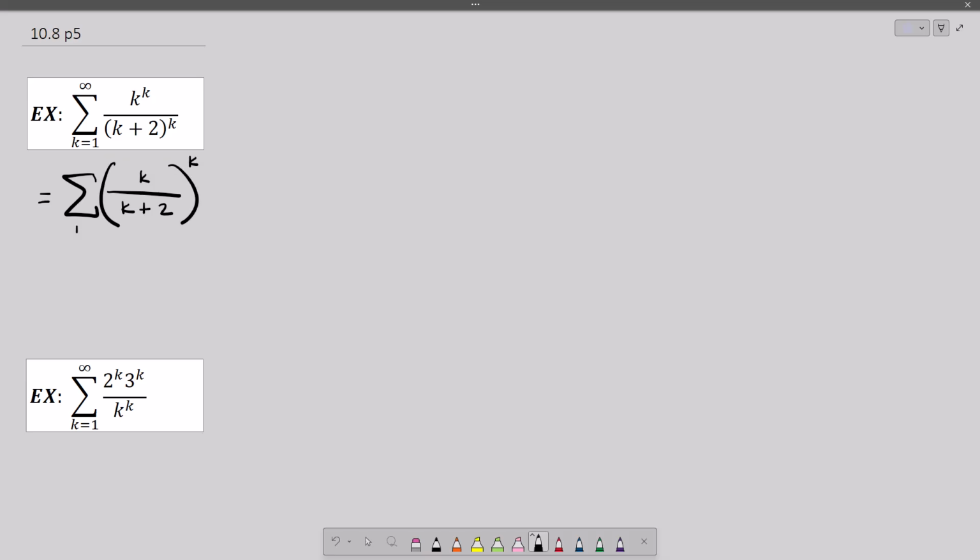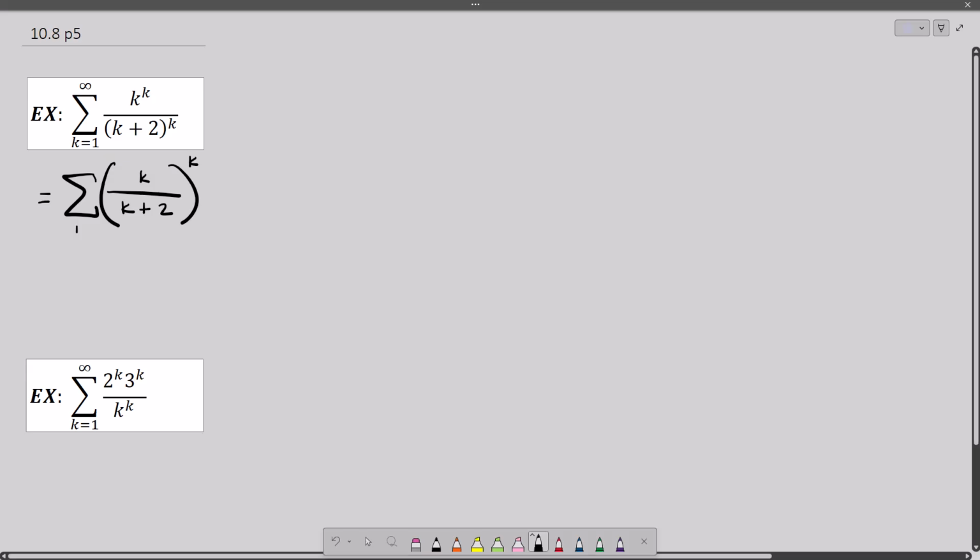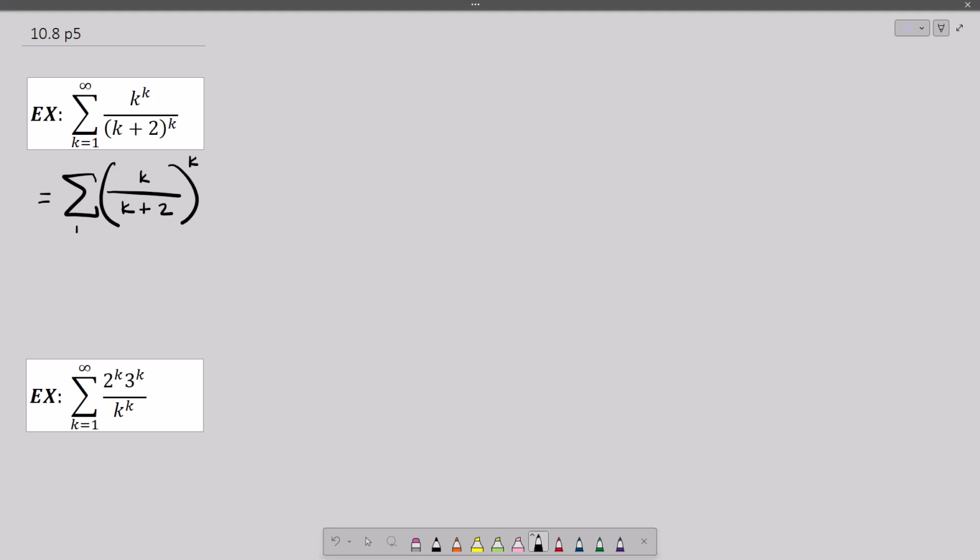So notice that this is one of those funny functions where both the base and the exponent have a variable. So it's like a function raised to a function. Those are the most complicated scenarios to think about, perhaps. I mean, this one's pretty easy to attack with the root test. So we're going to go root test.